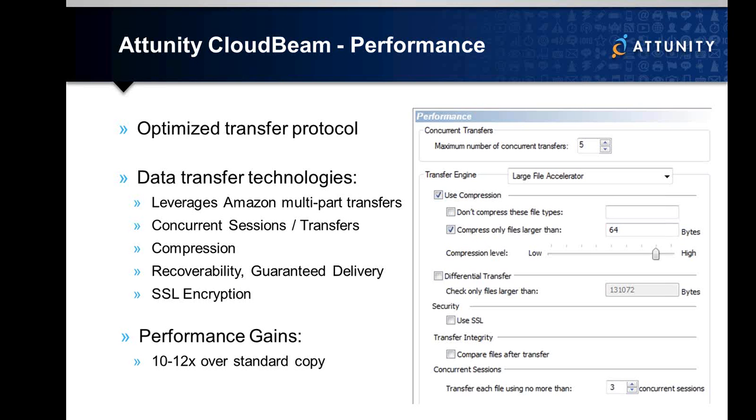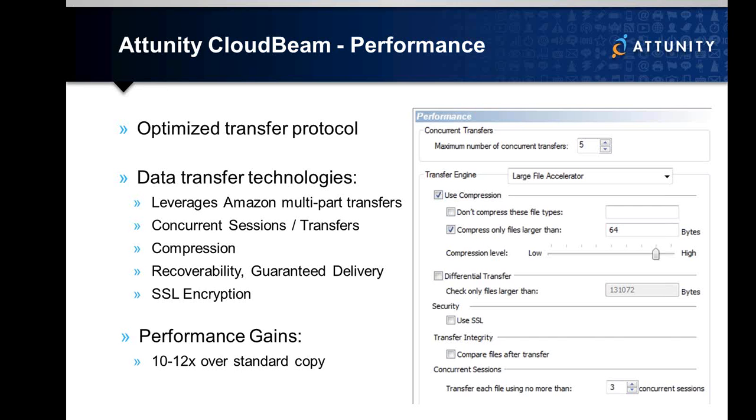Now, when moving data across the WAN, Attunity prides itself on an optimized transfer protocol. This protocol is designed to accelerate and guarantee delivery. It applies a variety of mechanisms ranging from Amazon's multi-part transfers to concurrent sessions and streams, compression, recovering at a 64K block level with encryption applied. The performance gains are conservatively 10 to 12 times over standard copy, and we've seen commonly 50 times over that of a standard copy. So if your goal is to make information available between production and DR, you need it there as fast as possible. This will be one significant advantage.